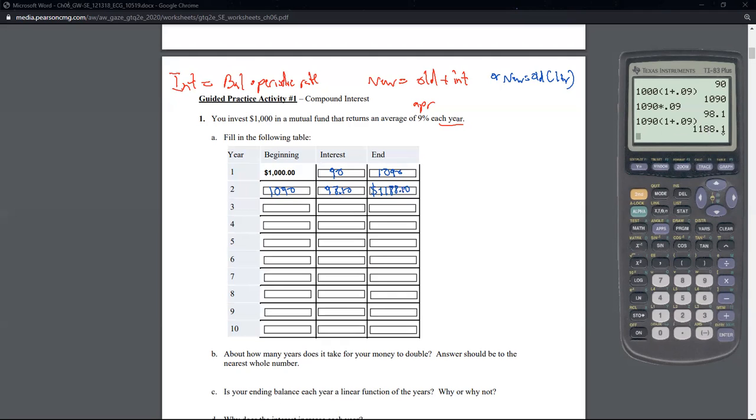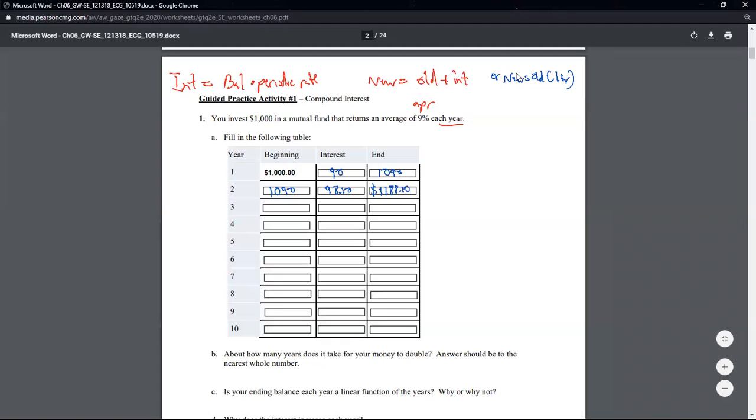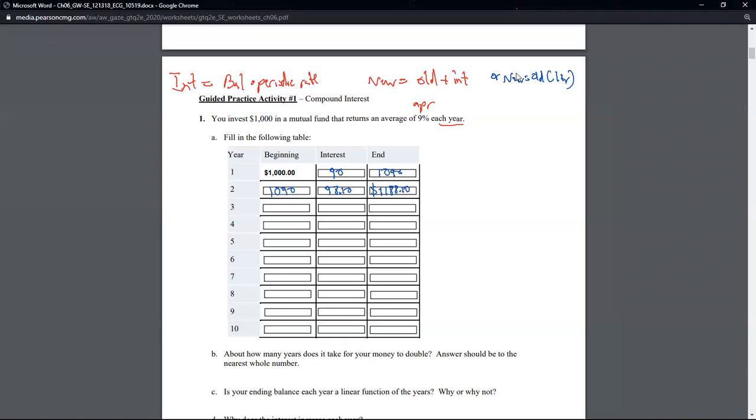I'm not going to do this for all 10 of these rows. Originally for the homework, I was going to say, let's just have y'all complete these. But I'm going to do things a little differently, in fact. I'm going to get y'all a little more involved. Okay, so then the new balance from year 2 will be the original balance from year 3, so 1,188.10.